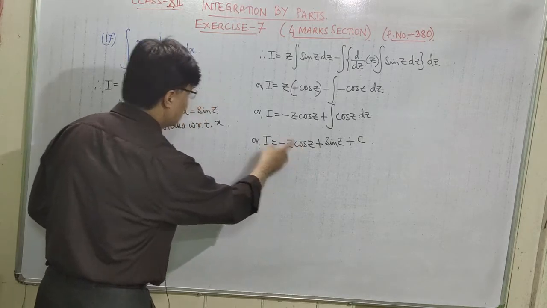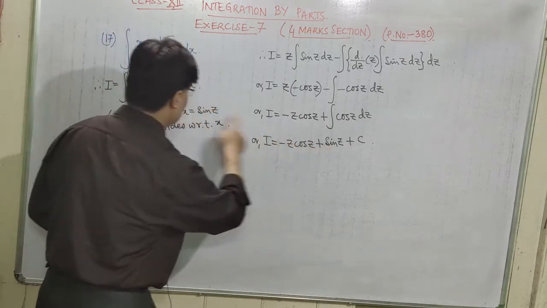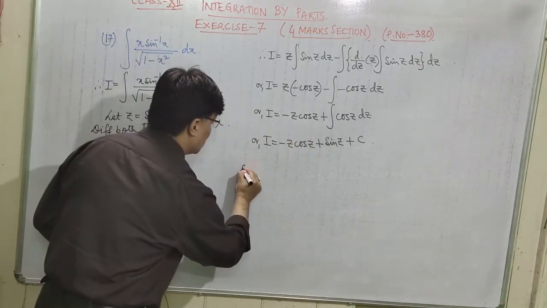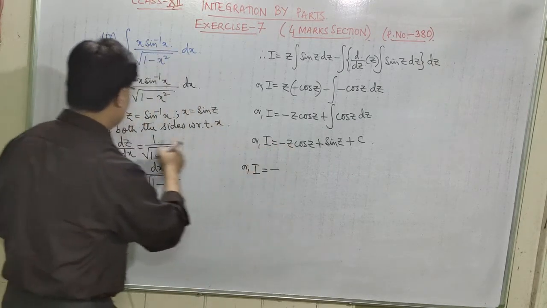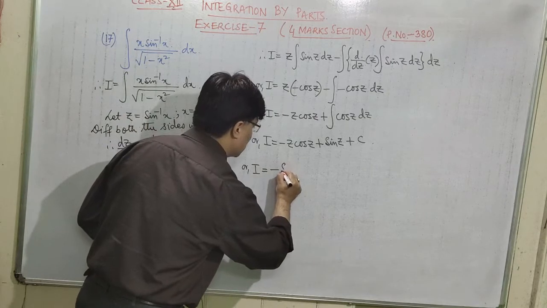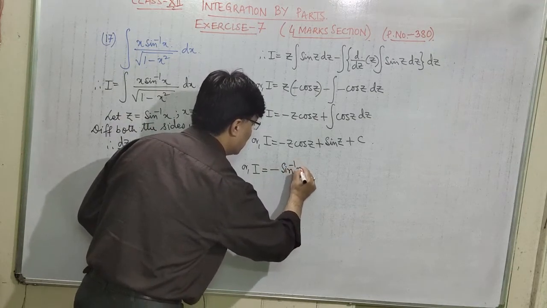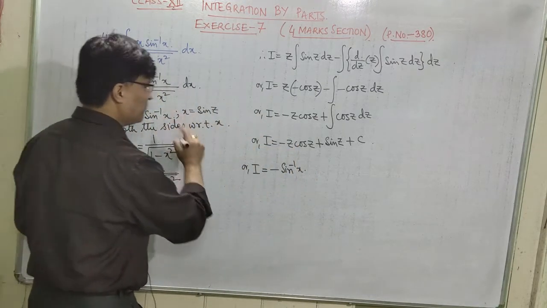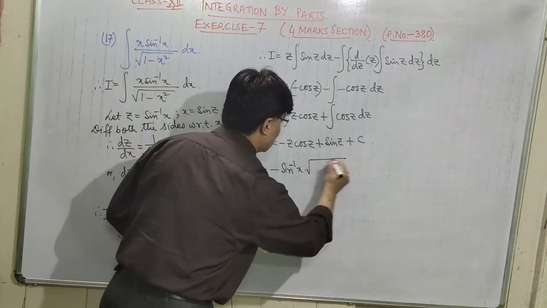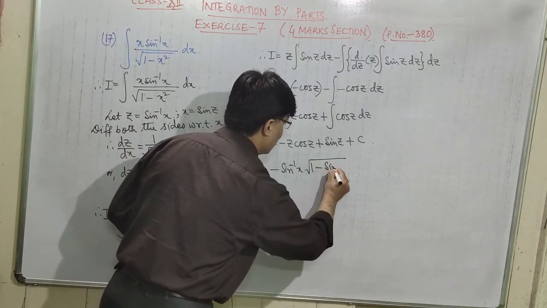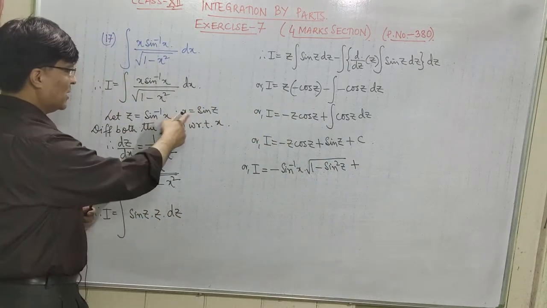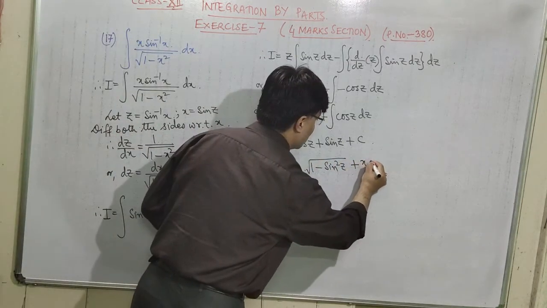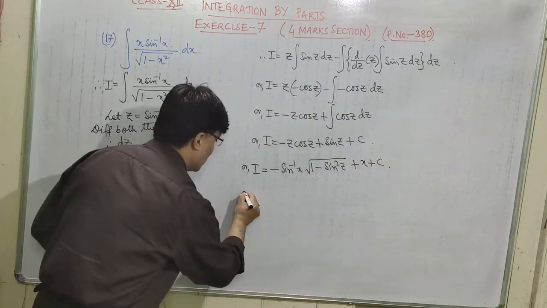So you have to write down cos z in terms of sine z. Here sine z is x, right? So I is equal to minus, what is z here? Sine inverse x. Sine inverse x into what is cos z? We don't know. You have to write it in terms of sine z. It is root over 1 minus sine square z, plus, what is sine z? It is x. Then it is plus c.